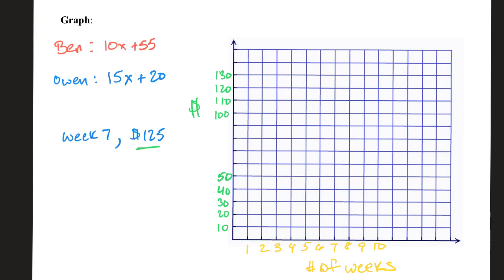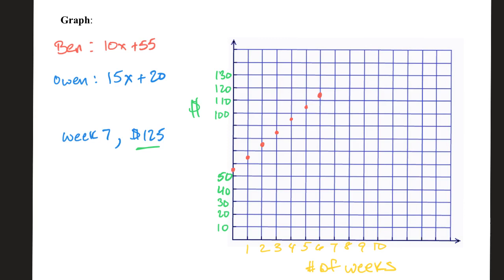All right, so we're just going to graph both of these lines here. So we start at 0. When x is 0 for Ben, which is week 0, aka how much he starts with, he starts with $55. So that's right here in the middle. And then he's going up by 10 every single time. So that's right here. And you're just going to keep on going.